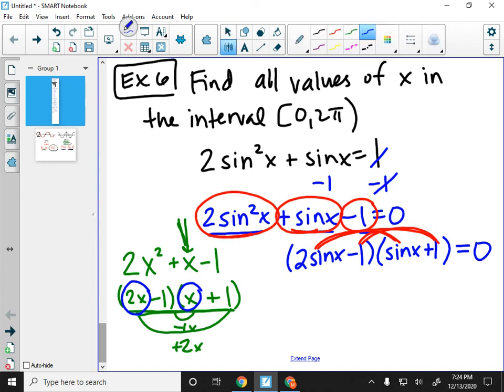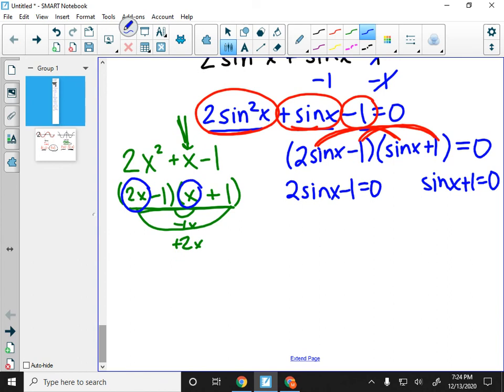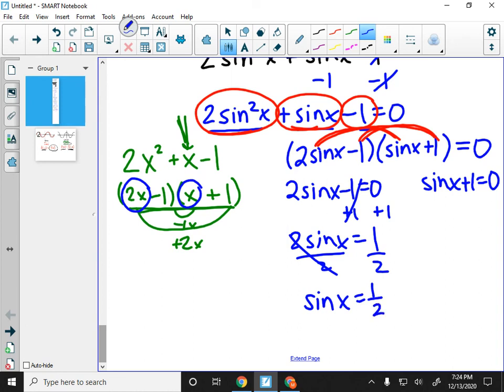Okay, now that I've got it factored, I use my zero product property to say 2 sine x minus 1 equals 0 or sine x plus 1 equals 0. For this first one, I'm going to add 1 to both sides. That gives me 2 sine of x equals 1. I'm going to divide everything by 2. And that gives me sine of x equals 1/2. I'm going to come back to that in just a second. For this one, I'm going to subtract 1 from both sides. I'm just trying to get the trig function by itself, so that gives me sine of x equals -1.